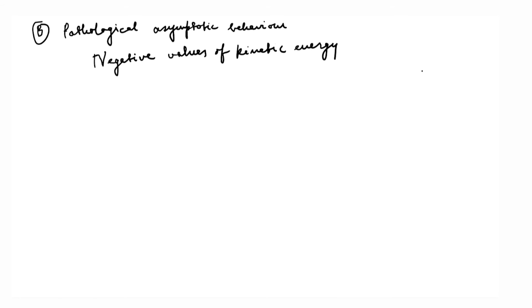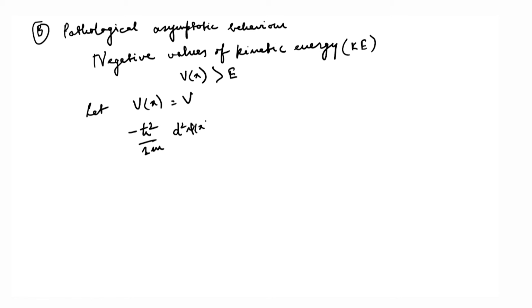So when is this possible? This is possible when my potential at a given point x is greater than the energy of the particle. Let me explain by taking a simple example. Let us assume that my potential V(x) is a constant, V. Then my Schrodinger equation is minus h cut square by twice m d2 psi(x) dx2 plus V psi(x) equals E psi(x).